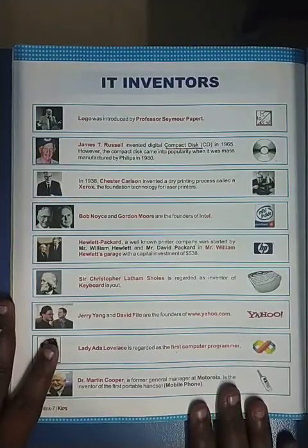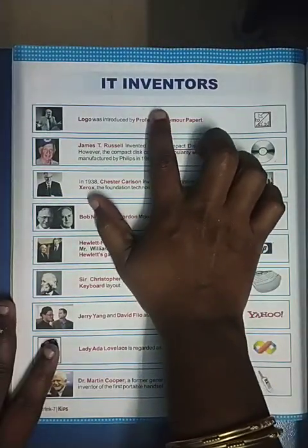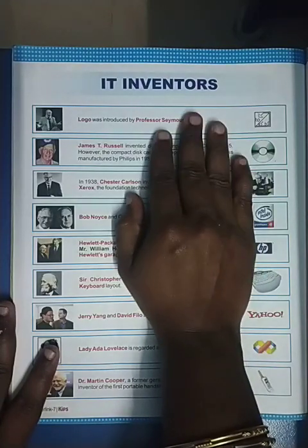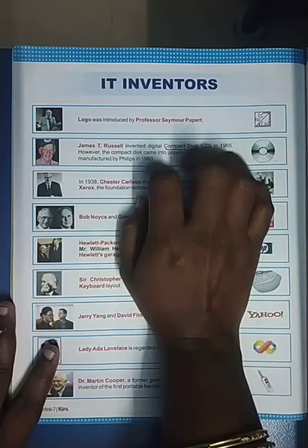Good morning children. Today we will be looking into the IT inventors and keyboard magic. The last two lessons will be included for your third term.